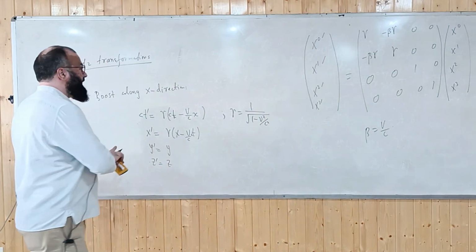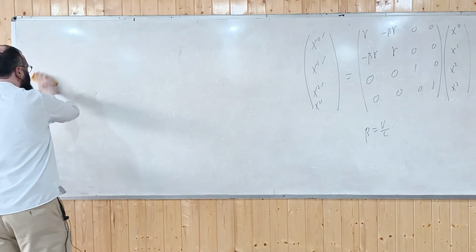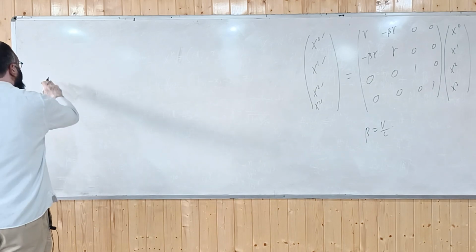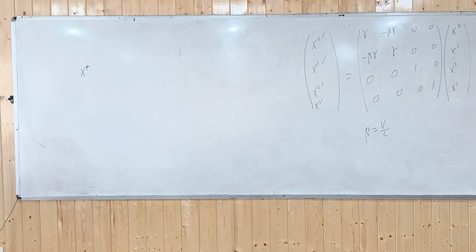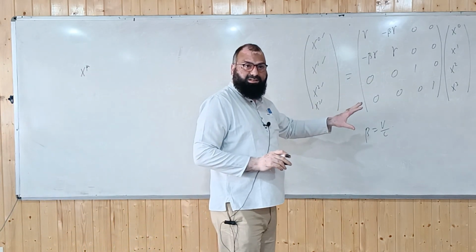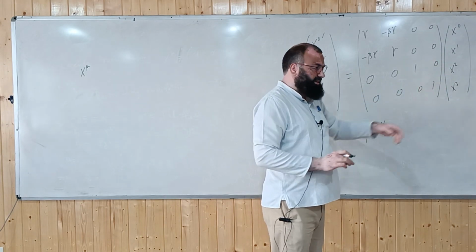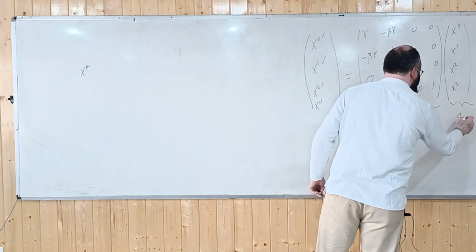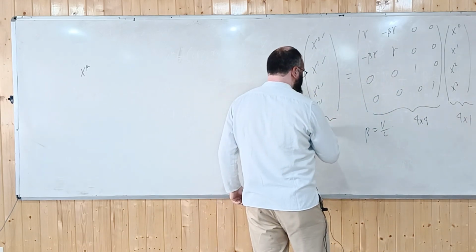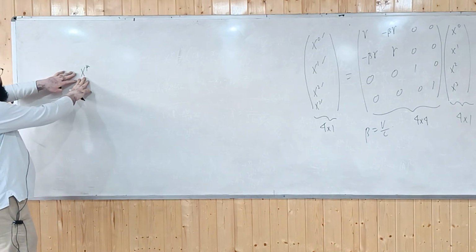In other words, let's say I have a 4 vector, x mu. Let's make an arbitrary Lorentz transformation. Clear? That will be a 4 by 4 matrix acting on the 4 vector. So this is a 4 by 4 matrix, this is our 4 cross 1, and this is our 4 cross 1. So this is a column vector.